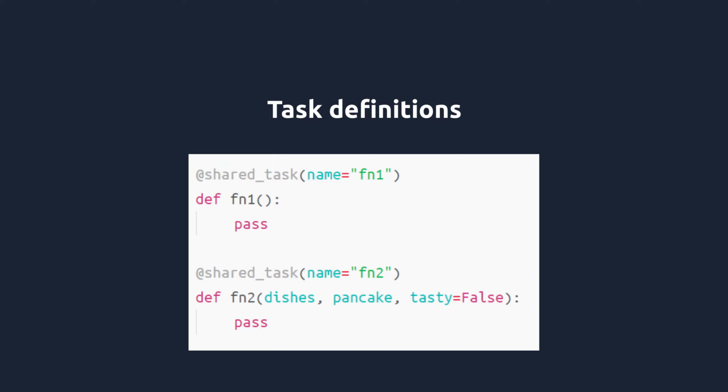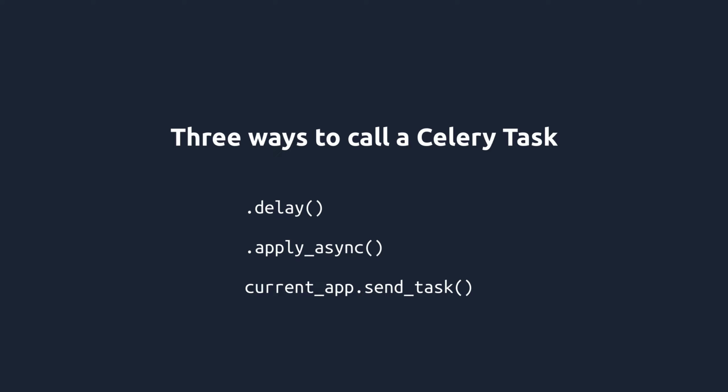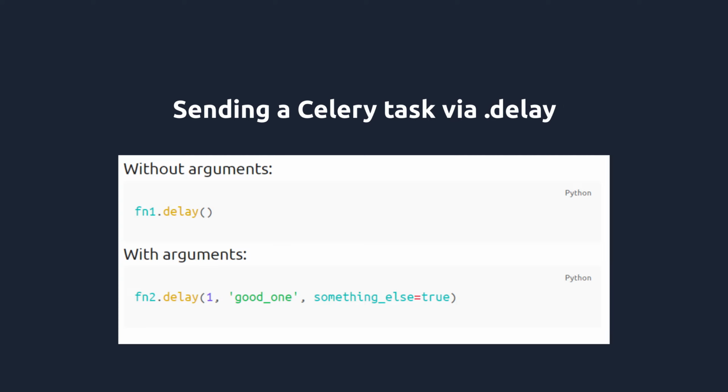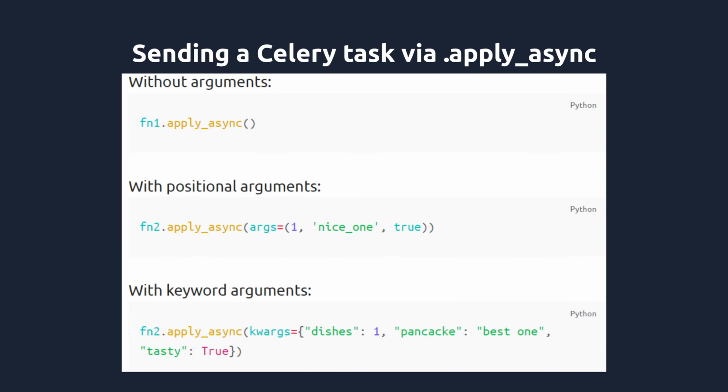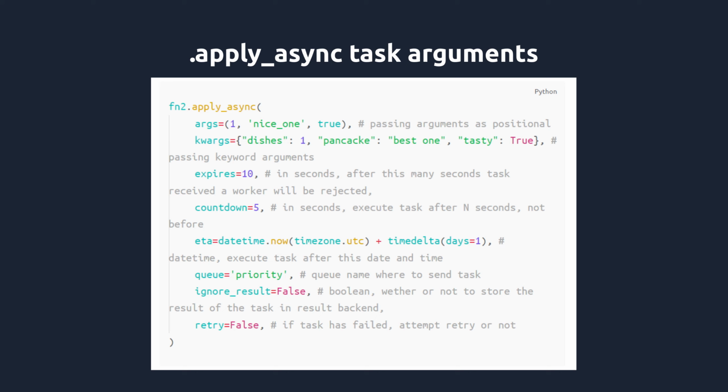Like any Python function, your task can be with or without arguments. There are three ways to call a Celery task: using the .delay method, using the .apply_async method, and using the current_app.send_task function. Sending a Celery task via the .delay method is the simplest way. Instead of calling the function itself directly, you call its .delay method. Sending a Celery task via the apply_async method allows you to pass additional parameters to the task itself as well as arguments to the task function.